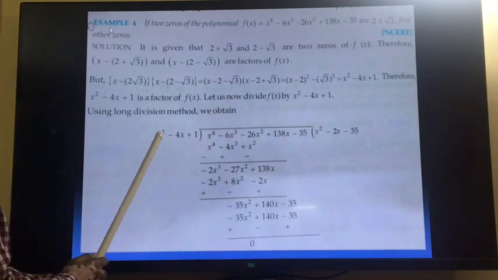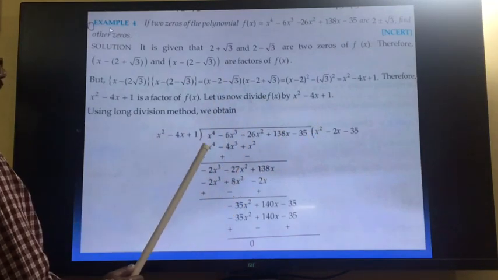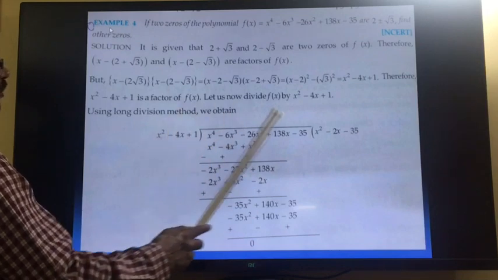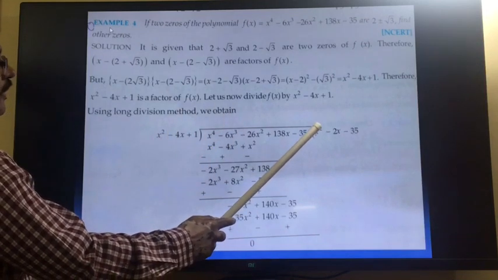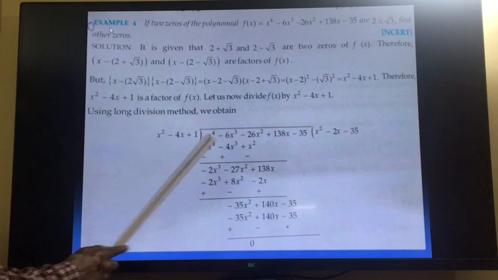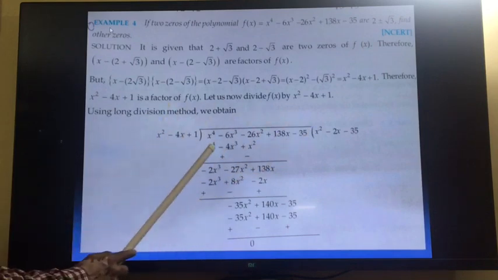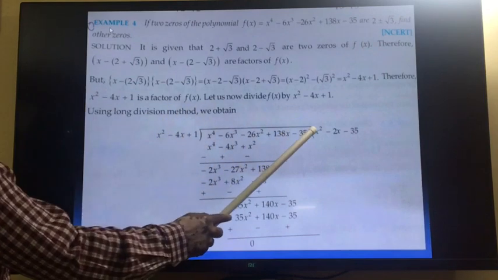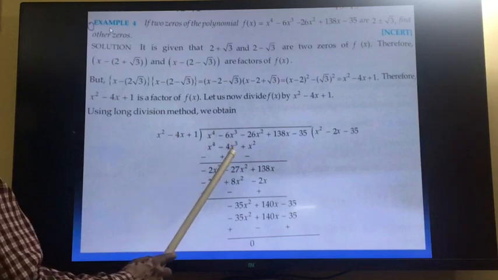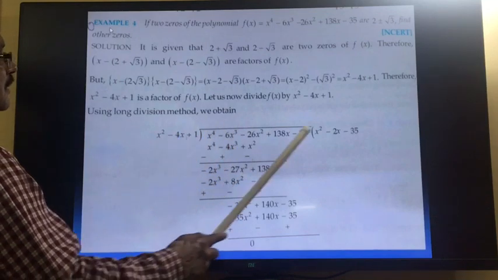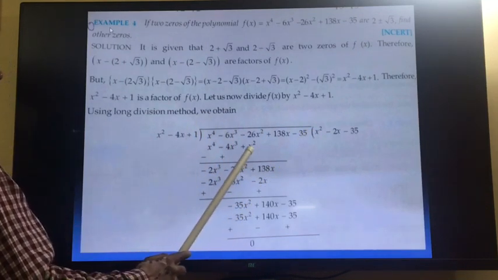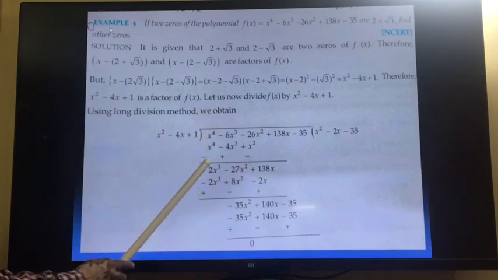Now you see the power of x, here it is 2, here we want 4, so 2 more powers required, so here you will write x to the power 2. Now by this you will multiply all 3. So x square into x square, x to the power 4, minus x square into 4x will be 4x cube. Now plus 1 into x square, so 1x square. Change the sign, subtract, so this is cancelled.